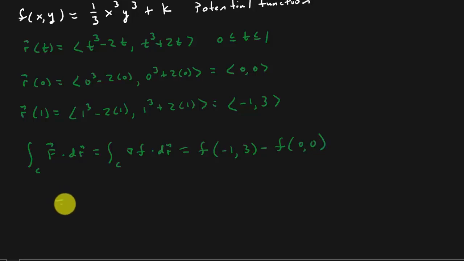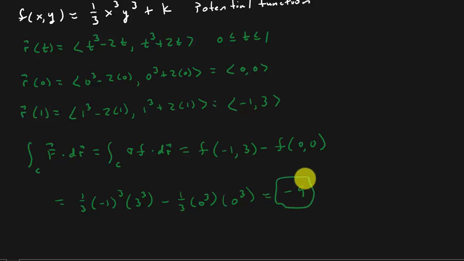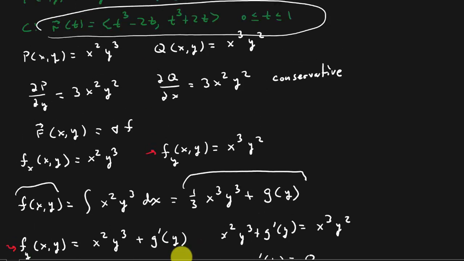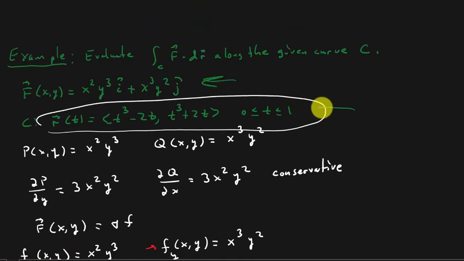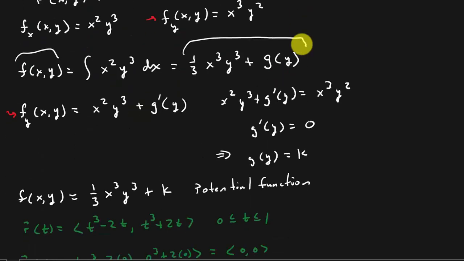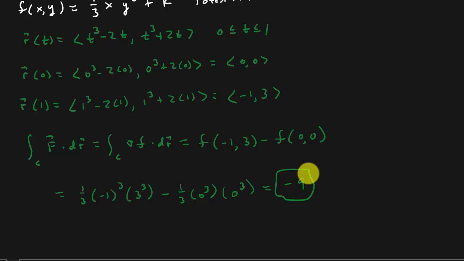Okay, and so this is going to be 1/3 times -1 cubed times 3 cubed, minus, and we don't need to put the k in there, they would cancel out, 1/3 times 0 cubed times 0 cubed, and this is equal to -9. And that's evaluating this vector field over that curve. That's what we found.